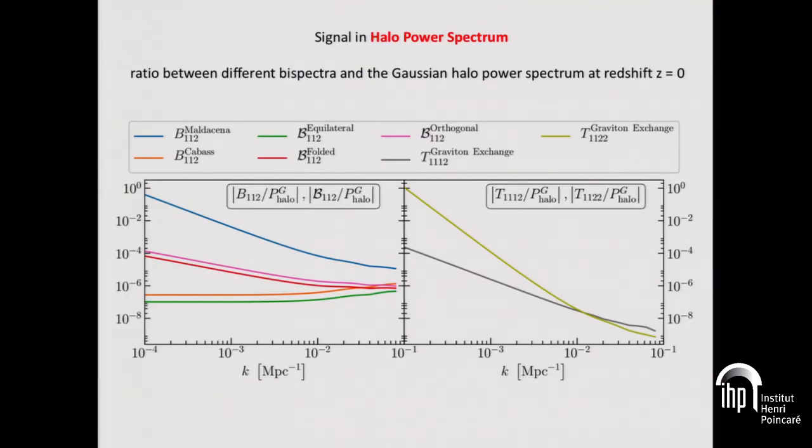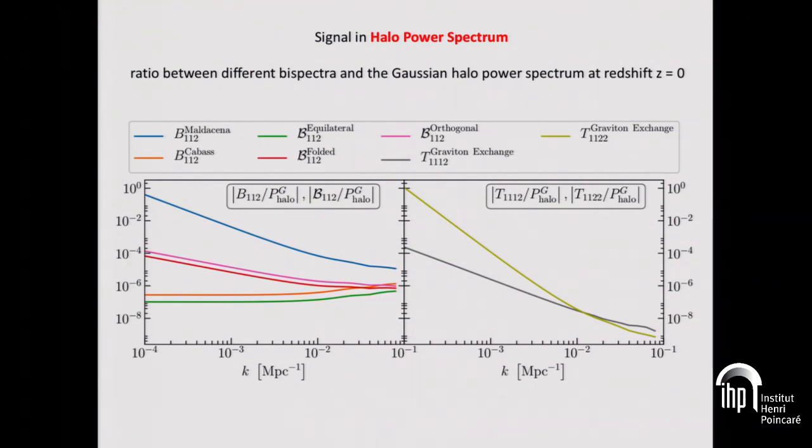After you do, of course, after means a lot of work, these integrals and you check the thing, this is the result of the calculation, which is actually quite interesting. This is the signal in the halo power spectrum, and what I'm showing here on the y-axis is the ratio between different bispectra on the left and the graviton exchange contribution on the right, for the ratio of the non-Gaussian to the Gaussian power spectrum, at redshift equals zero. So basically, when it says one, it means that the non-Gaussian contribution is equal to the Gaussian term.